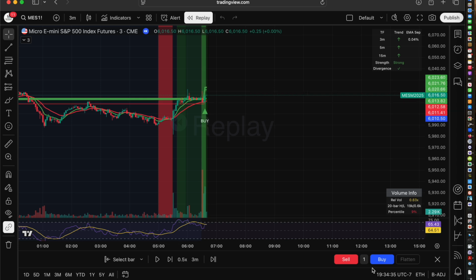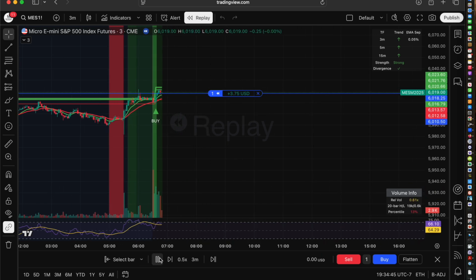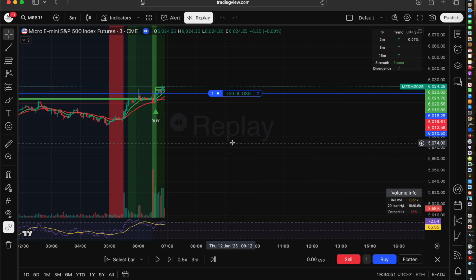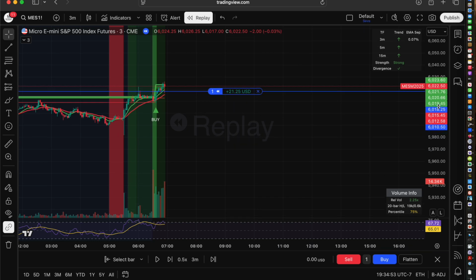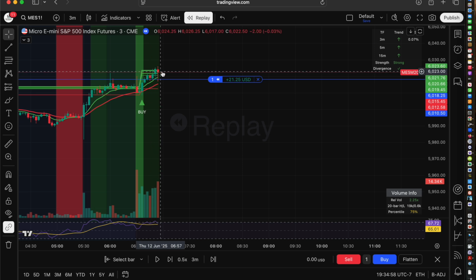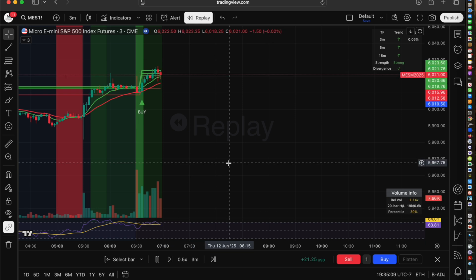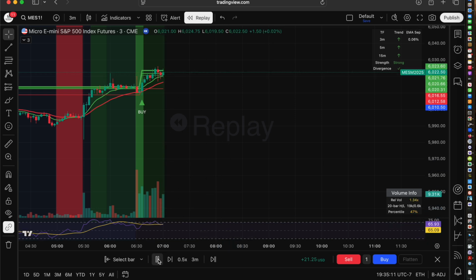Okay, buy signal. And we'll exit as soon as we hit our take profit level. Okay, right there. So you can see right there, we hit our take profit level. So we're gonna exit, and wait for the next signal to show up.